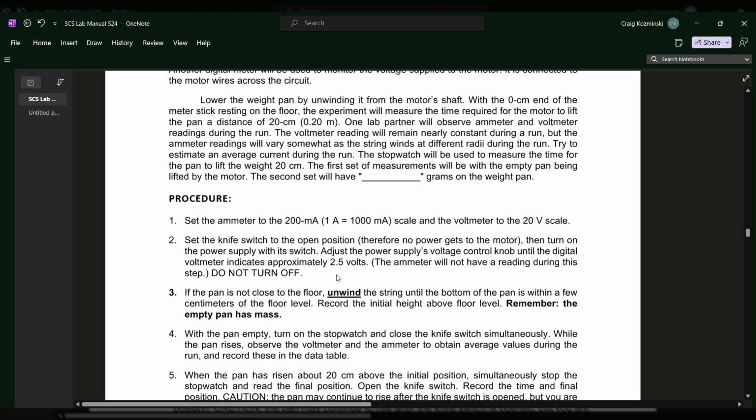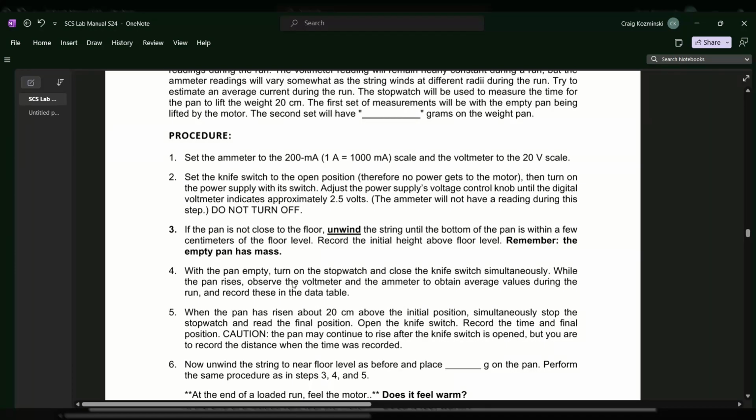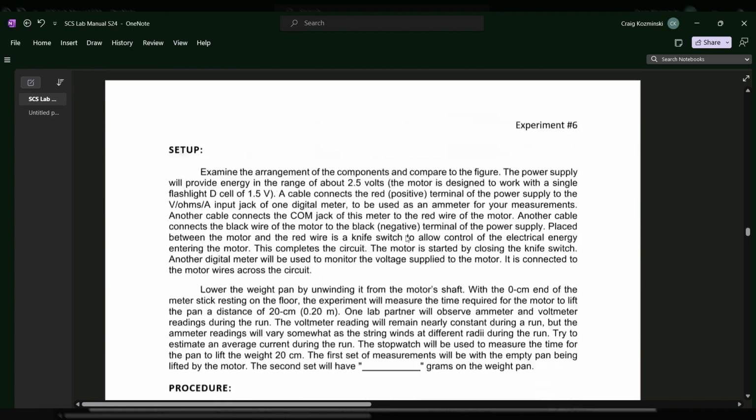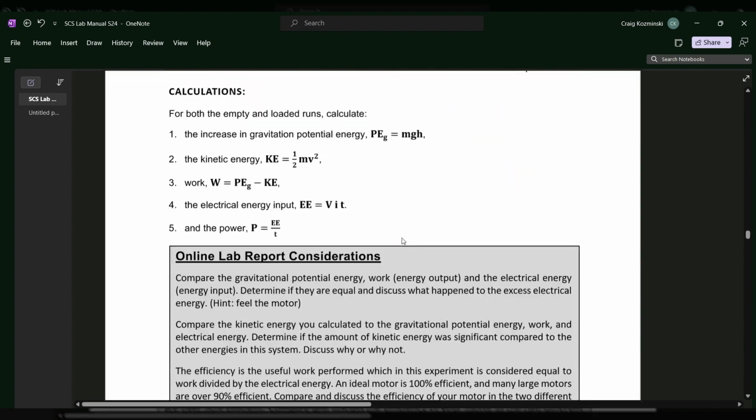So please make sure you go through, as always, highlighting particular steps of the procedure that are very important. I'm going to make one highlight here. It's very important when using the motors that if the pan is not close to the floor, that we unwind the string until the bottom of the pan is within a few centimeters of the floor level. We do not want to rotate the motor against the direction in which it is designed to move, otherwise we could damage the motor. So in part A, again, we're going to be looking at the conversion of electrical energy to mechanical energy, and we'll be taking all kinds of measurements in order to do so.